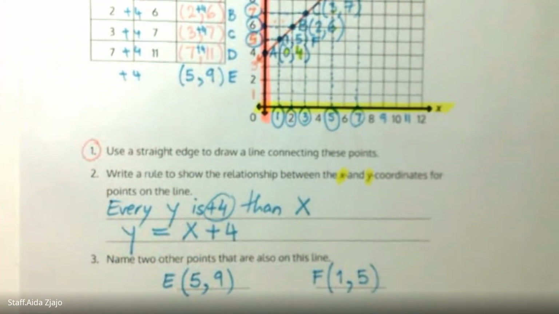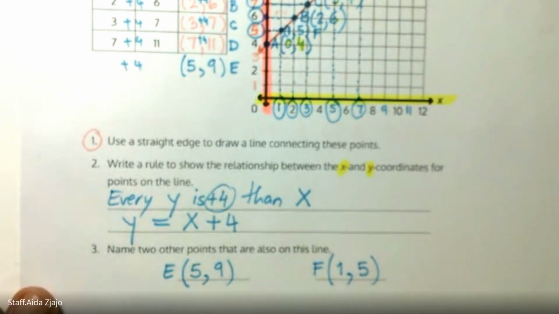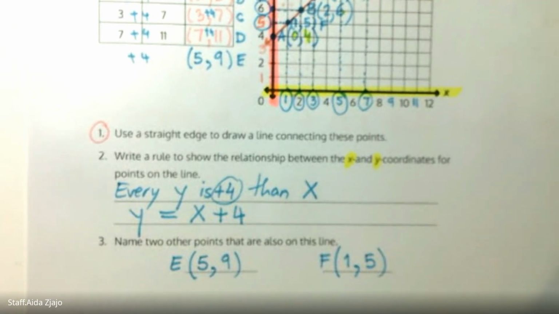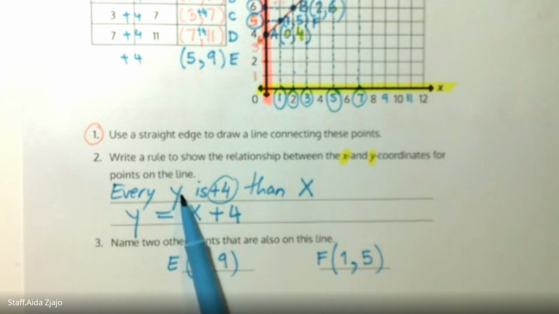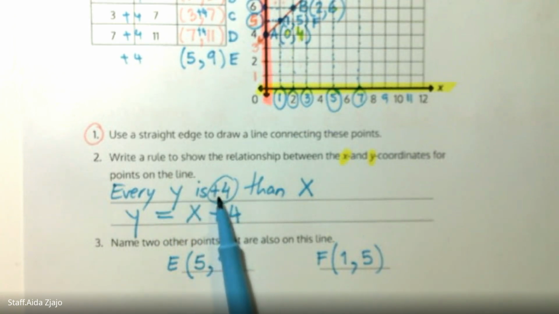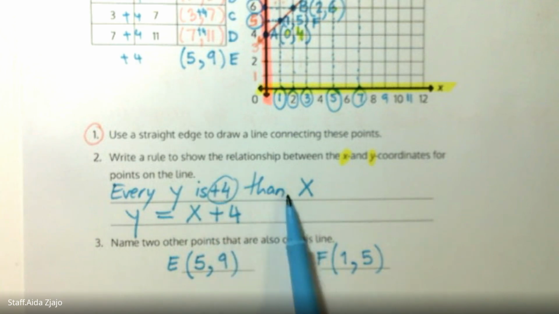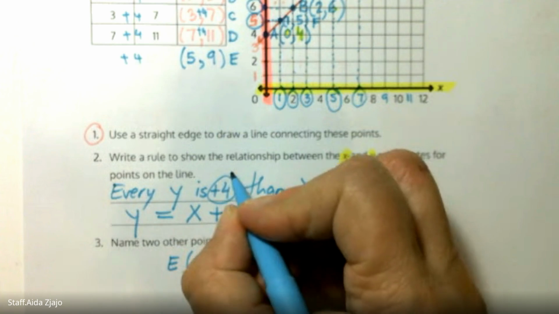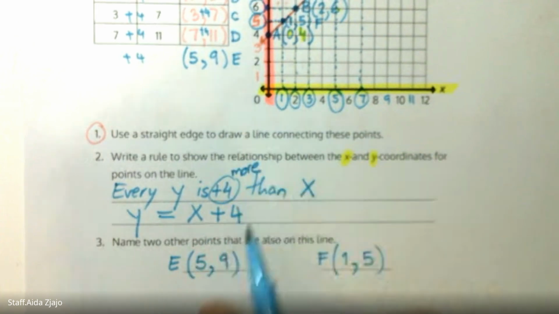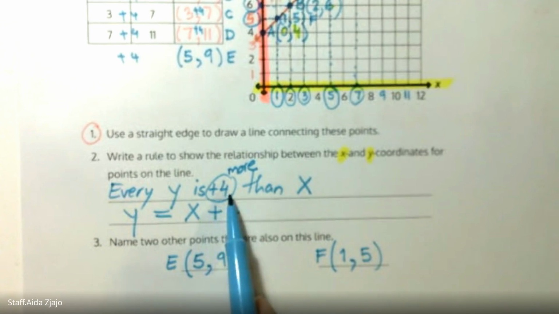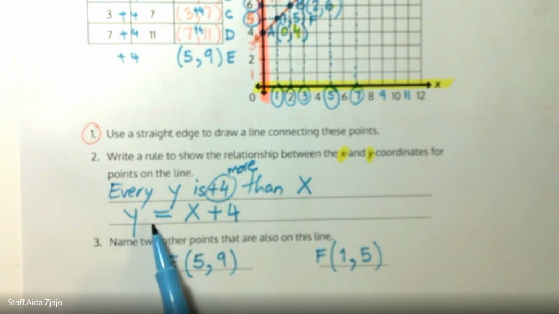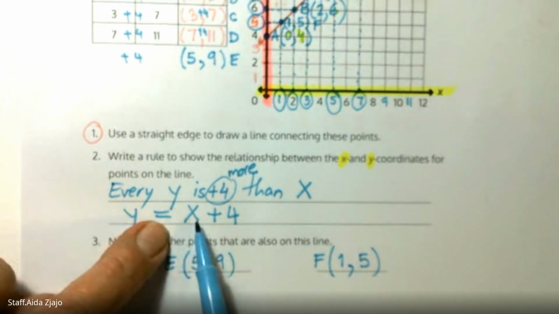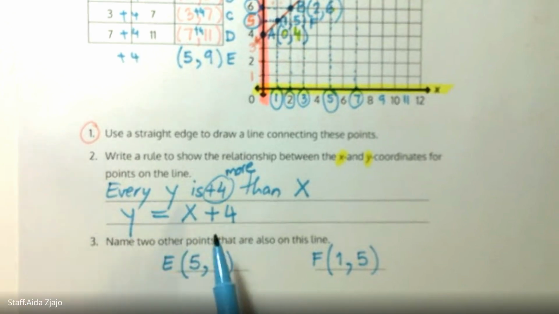Oh, sorry, I did not show you that. Okay, so I'm going to recall this. Every y is 4 more than x. Every y is plus 4, or 4 more than x. To get the y, you need to have x plus 4.